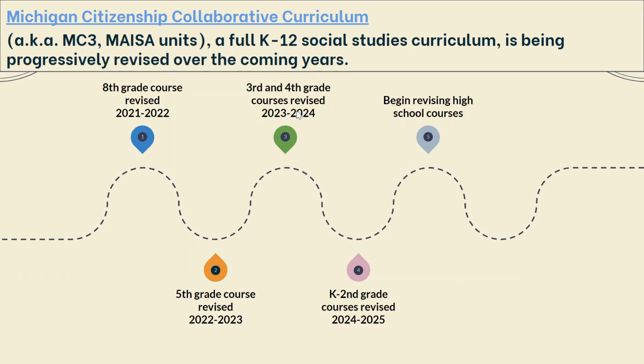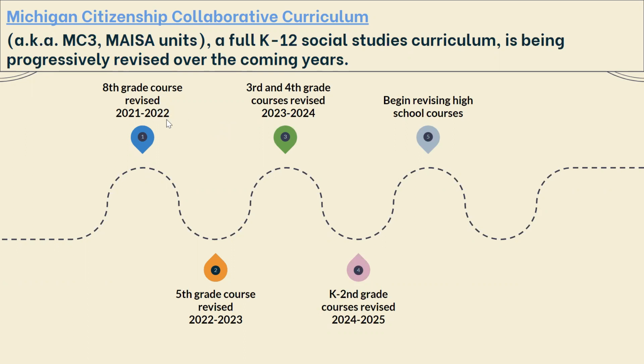So what we began doing in 2021, 2022 was revising these courses. The revisions include an update to the 2019 social studies standards, so they're aligned to the new standards. They're also aligned to the C3 framework, so you'll notice that they are framed through a lens of inquiry. There was also a lens of DEI built into these courses.